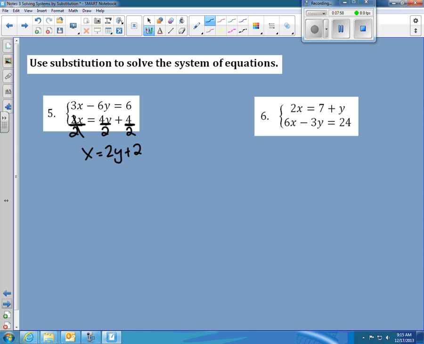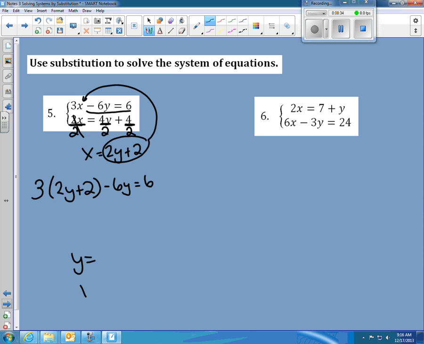Now this doesn't work every time because if we look at problem 6, I see I have 2x again. And if I try and divide everything by 2, we get x equals 3.5 plus y divided by 2. Not a good situation to be in. So only do it in the worst case scenario. All right, so I can take these and plug them in for x. We get 3 times 2y plus 2. I continue on my equation, minus 6y equals 6. I want you to solve that and get our y equals and then plug it back in to get our x equals.